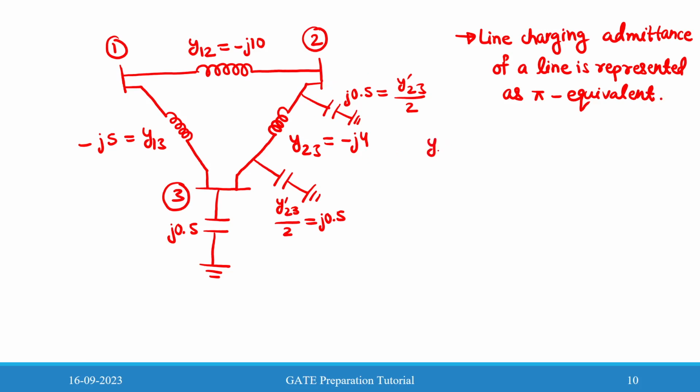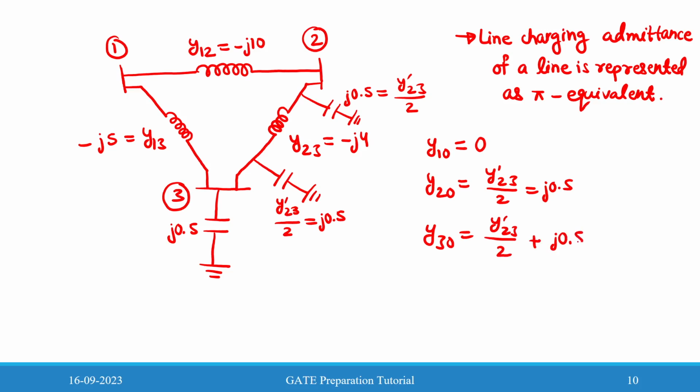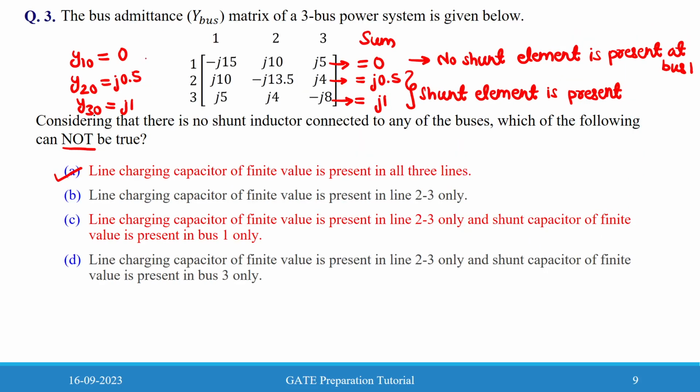So we have noted down previously that for y10 no shunt element is present, so it will be 0. So y20 will be y23 dash divided by 2, which is j0.5, and y30 will be y23 dash divided by 2 plus one shunt capacitor that is present, so it will be j1. So these we have calculated earlier here.